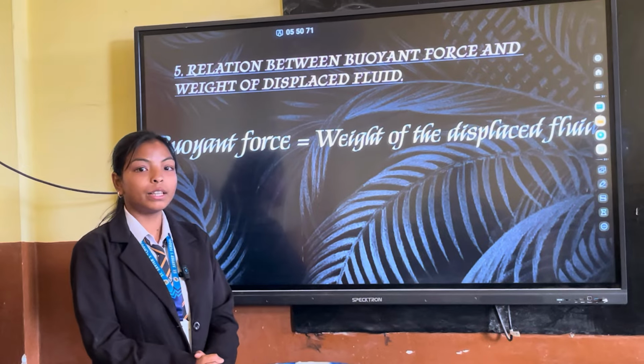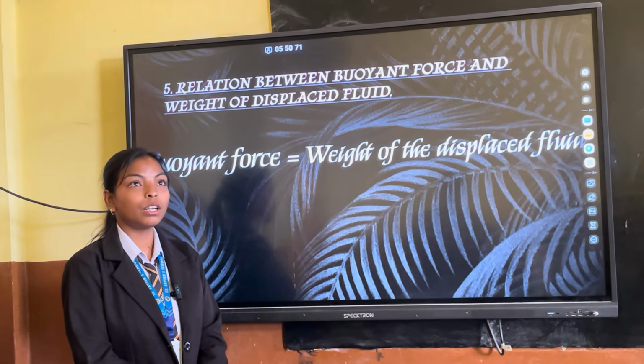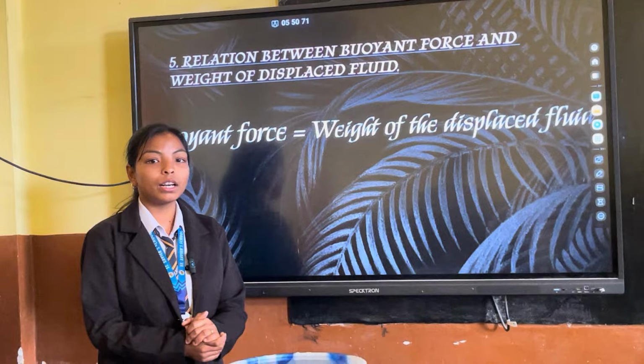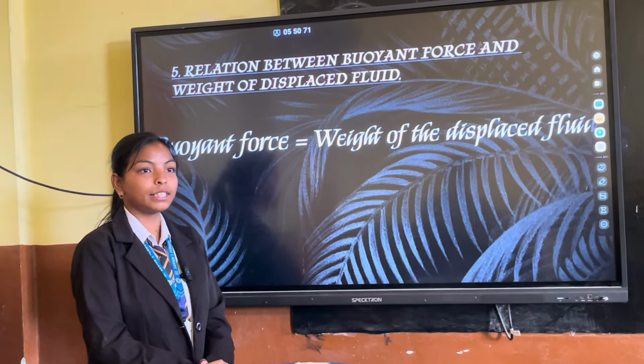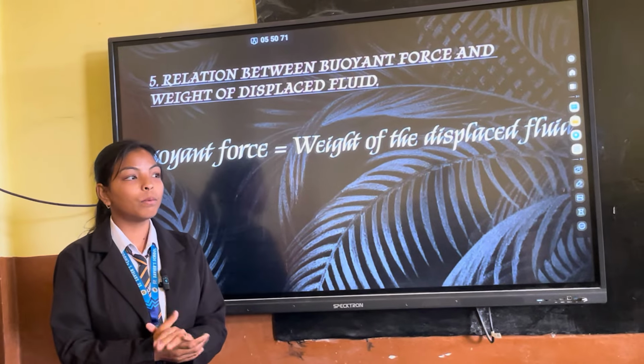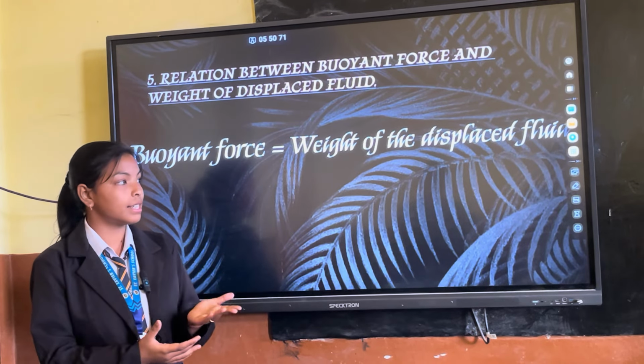Conclusion: if the buoyant force is equal to the object's weight, then the object floats, and if the buoyant force is less than the weight, the object sinks. And if the buoyant force is greater, the object rises.